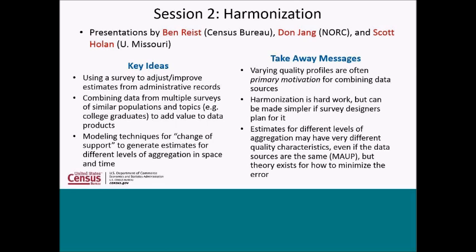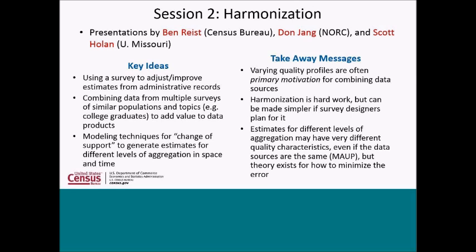Some of the takeaway messages from this session, from my perspective, were one thing I learned, especially from the first two talks, was that when we talk about data quality and the quality of the input data and quality profiles of the various input data sources, which was mainly the focus of our first workshop, it's the very fact that those quality profiles vary from one data source to another that gives you the motivation for wanting to combine them. So, for example, in Ben's talk, he talked about how an administrative record data source might have really good coverage relative to a survey. Since it's not a sample, it's a large data set that covers the population.